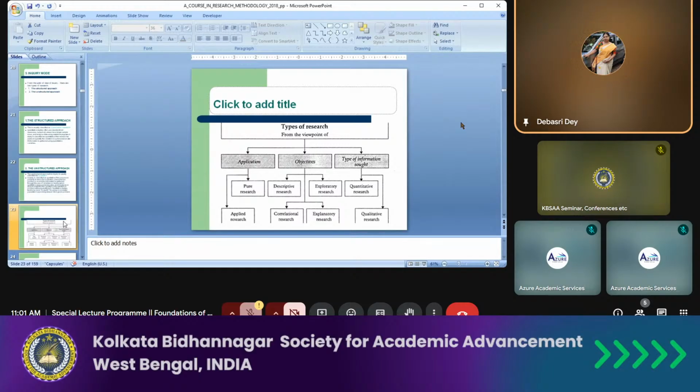Similarly, the application research, now you can recall, I classified it into big categories. I am always saying the larger category I am pointing out. One is pure, another is applied. Based on the research objective, I classified descriptive, exploratory, correlational, and explanatory. That I just covered. And from the beginning till now, I said research is basically classified based on the available information. You decide whether your research is quantitative or qualitative.